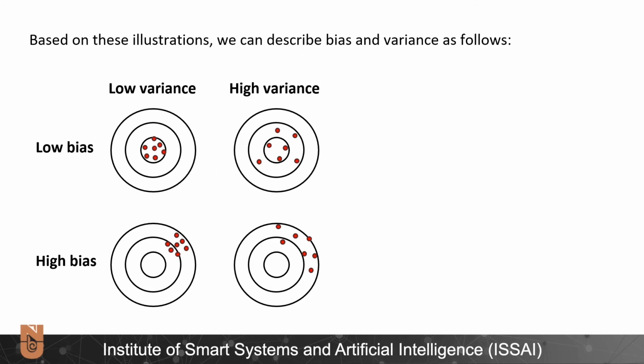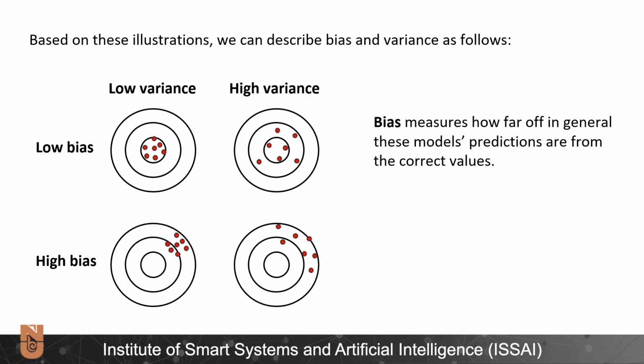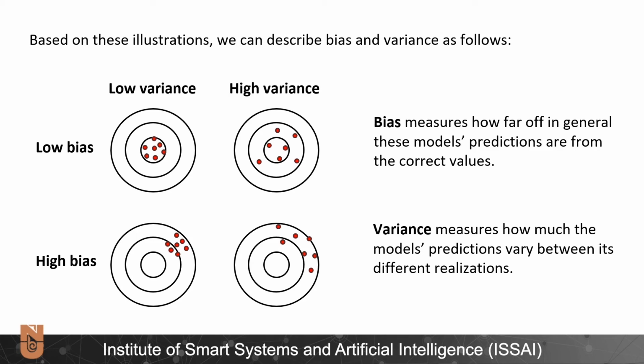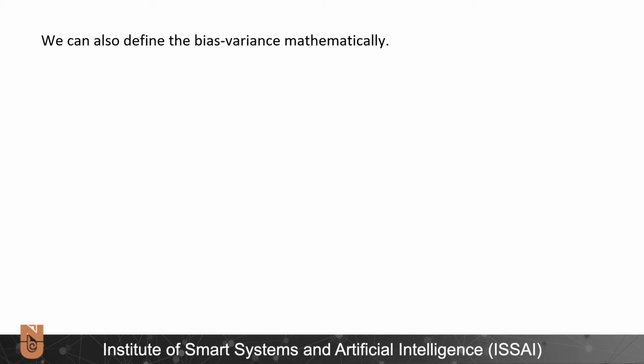Based on these illustrations, we can describe bias and variance as follows. Bias measures how far off in general these models' predictions are from the correct values. Variance measures how much the model's predictions vary between its different realizations. We can also define the bias variance mathematically.